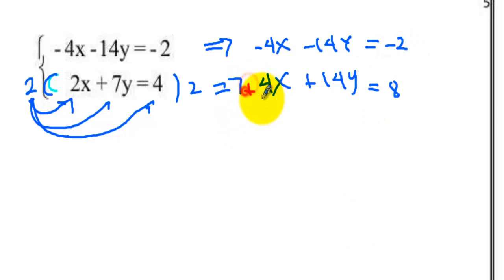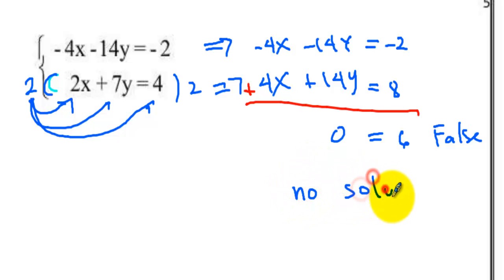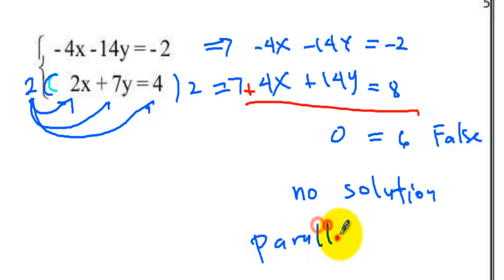Let's add the two equations. So negative 4x plus 4x is 0. Negative 14y plus 14y is also 0 equals negative 2 plus 8 is equal to 6. This is a false statement. It means that we don't have a solution. It means that these two lines are parallel lines.